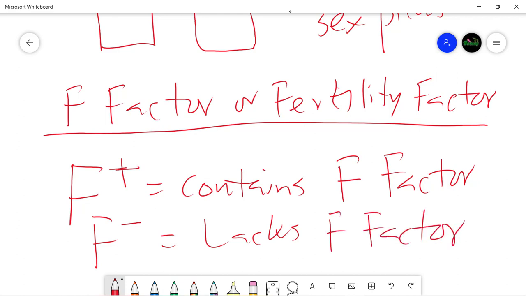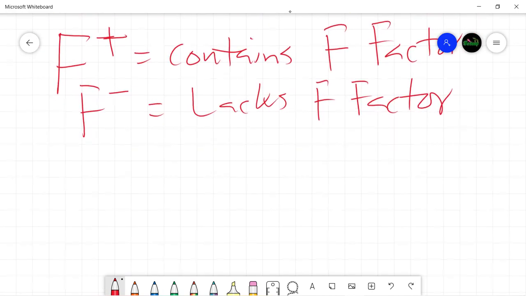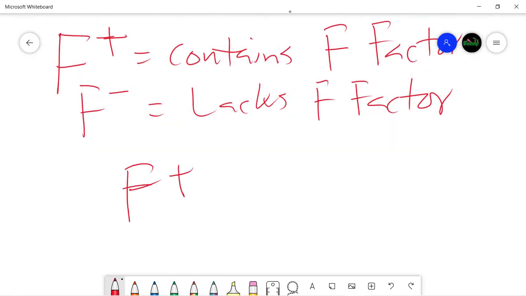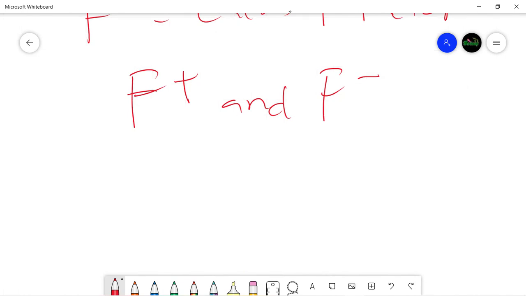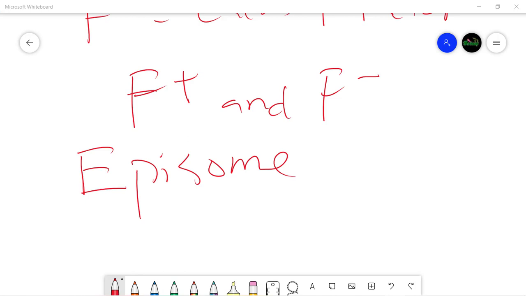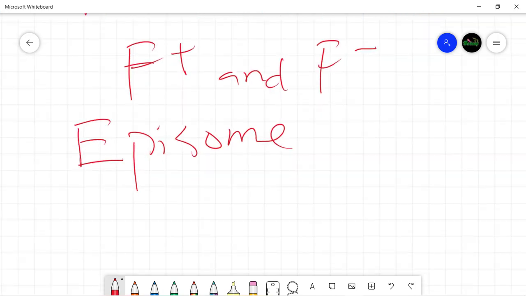Now this mating or physical contact between the two bacteria involves F plus and F minus. That is, a cell which contains this particular piece of DNA or F factor and the other cell which lacks it. So these two cells come in contact, and how is it done and what is this F factor? F factor is what we call in genetic terms an episome. Okay, so what is an episome?